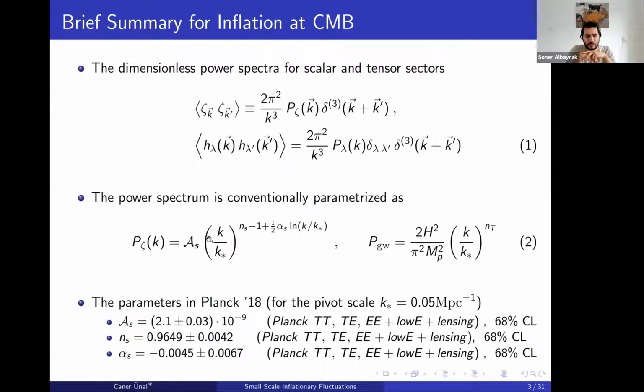But how do we define this psi k? You give us the 2-point function, but typically what you do is, let's say you choose a gauge. You don't have to, but at the end, this variable is a gauge-invariant quantity.